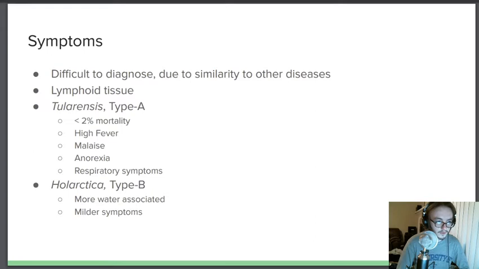All forms of tularensis will attack lymphoid tissue. Tularensis type A has a less than 2% mortality rate if treated, and its symptoms include a high fever, malaise, anorexia, and respiratory symptoms such as a productive or unproductive cough. Holarctica, or type B, has similar symptoms, however much more mild, and in contraction is more related to water, such as drinking from an infected water source.